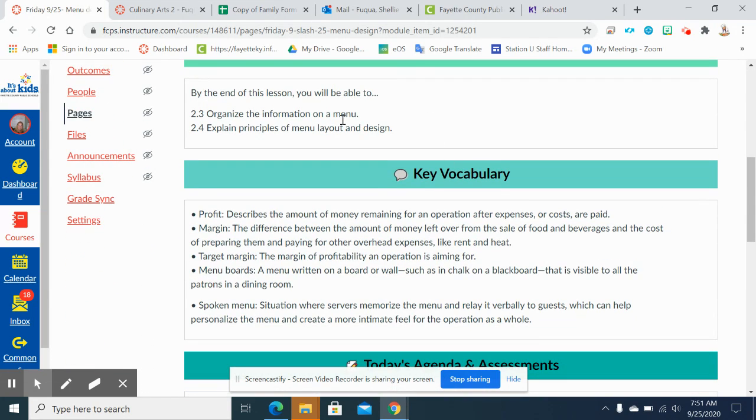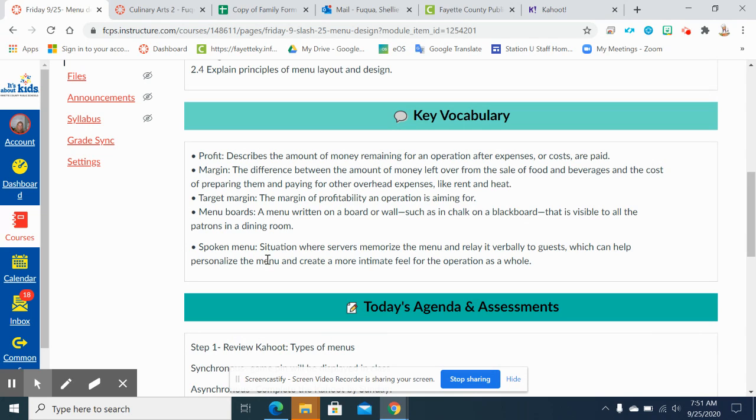So we're looking at how things are organized on a menu and a little bit about the principles of menu layout and design. There's some key vocabulary words here. I think we've discussed spoken menu. This is where servers actually memorize the menu and relay it verbally. There are menu boards. We've looked at those in terms of food trucks. The target margin. This is the margin of profitability that the operation is aiming for. The margin is the difference between the amount of money left over from the sale of food and beverages and the cost of preparing them, and also paying for overhead expenses.